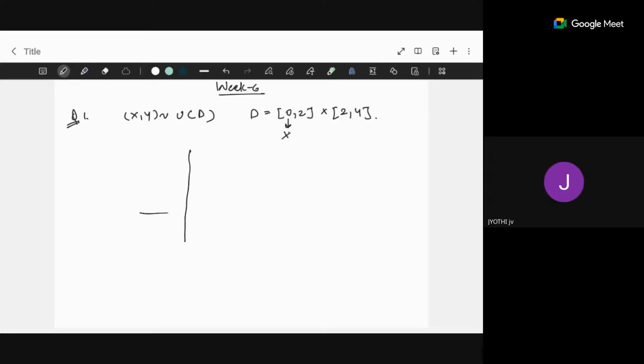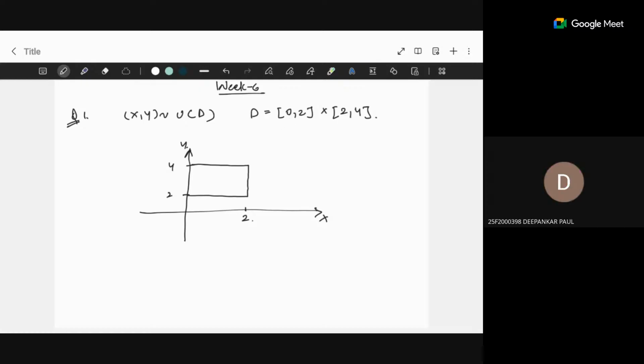If you make the graph here, this is my X and this is my Y. So my X is going from 0 to 2, and my Y is going from 2 to 4, right? So let's suppose this is 2 to 4. So this is my graph. Fine? Is the graph clear?